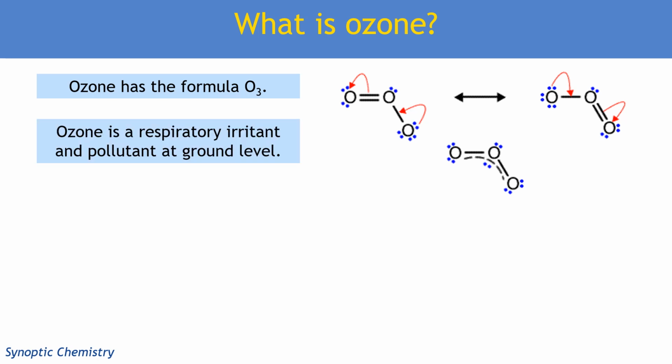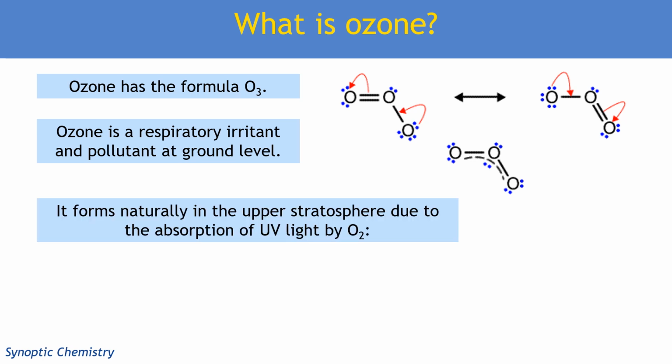It's a respiratory irritant. It sometimes forms at ground level, in what we call the troposphere, during lightning storms or in photochemical smog, so it can be a result of other chemical reactions. Higher up though, in the stratosphere, we have what is called the ozone layer, a layer of ozone. And this is formed because of the absorption of UV light up in the stratosphere.